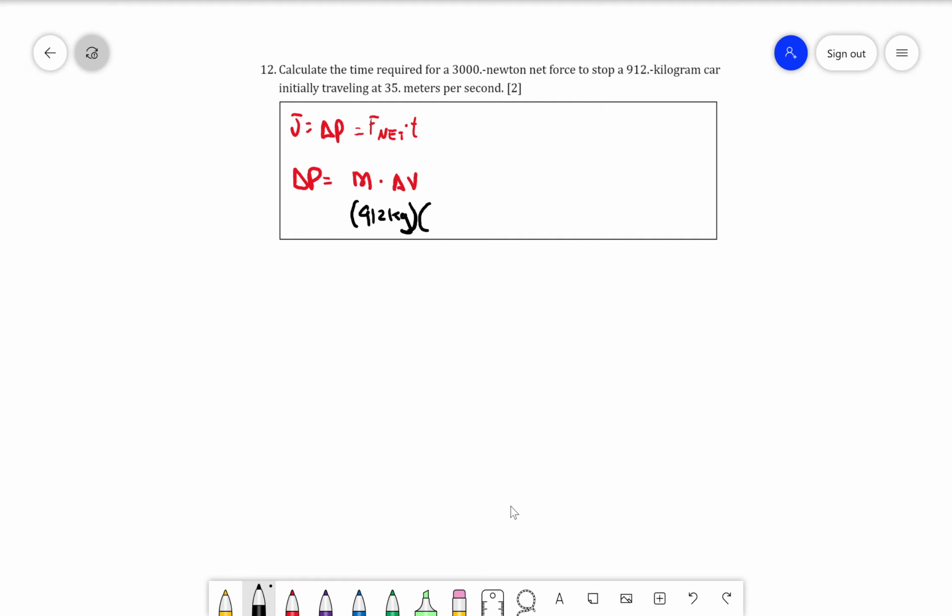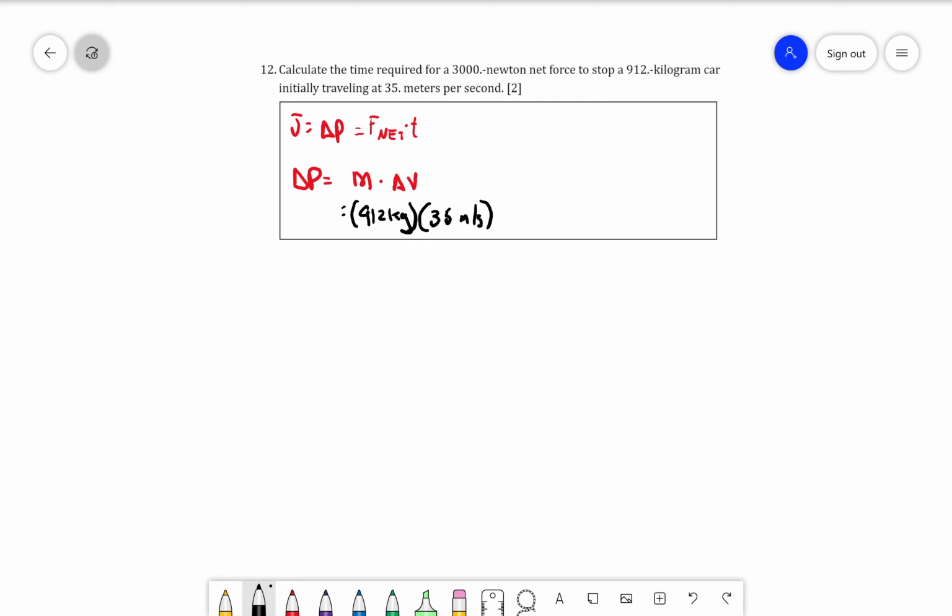So let's write that in there. Actually, let's not worry about that because we're going to get time in the end if we don't want a negative time. So 35 meters per second. We're going to change it by that much because we started off at this and we want to bring it all the way down to 0. So we need to change it by 35. So let's first find that.